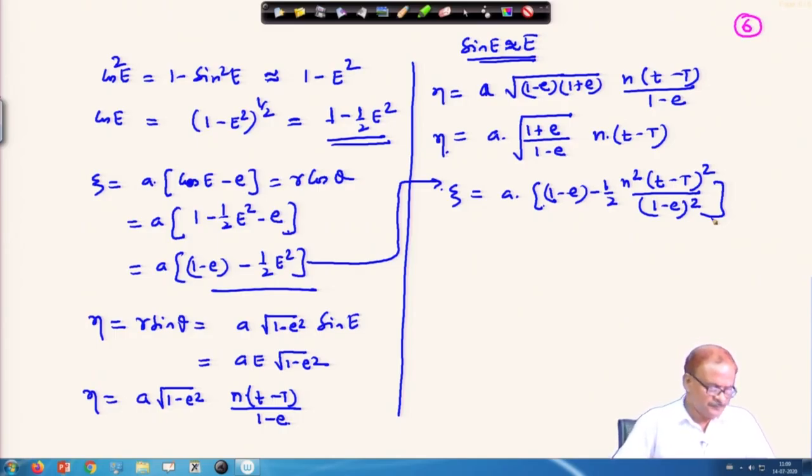And now we are ready to derive this eta dot and xi dot. So first we work on the xi dot term.